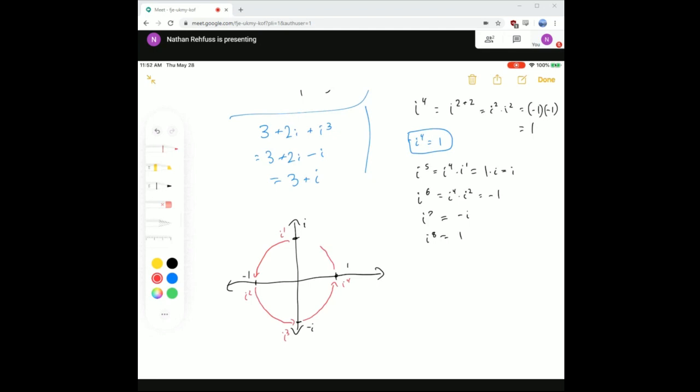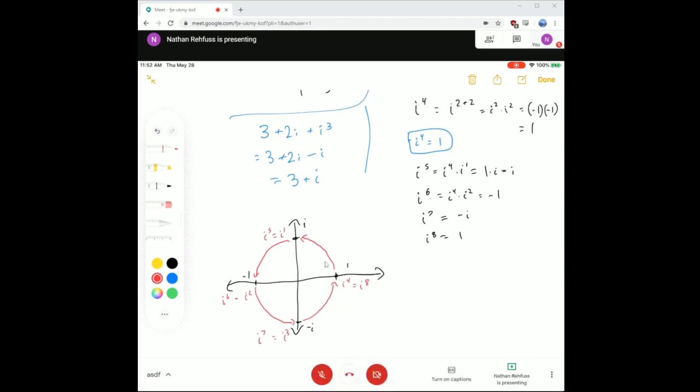And then we keep going in this circle, because this is also i to the fifth. And this is also i to the sixth. And this is also i to the seventh is i cubed, or -i. And i to the eighth, like i to the fourth, it's 1. So if you need to find any power of i, you can just follow it around this circle. How cool is that, right?